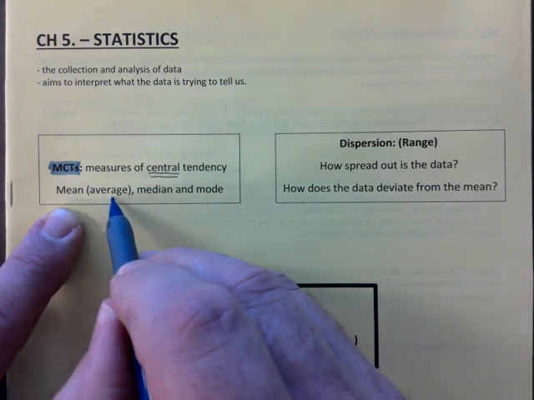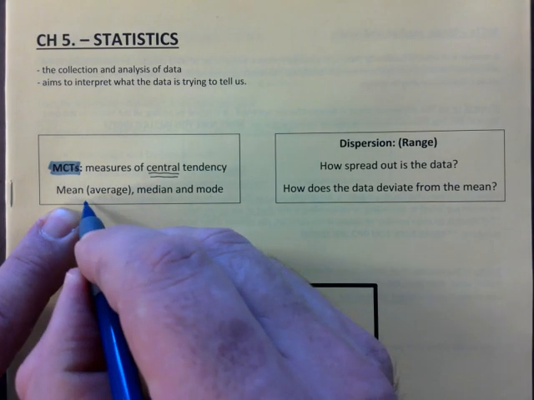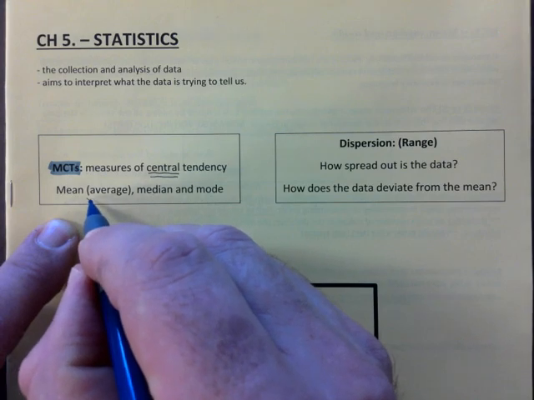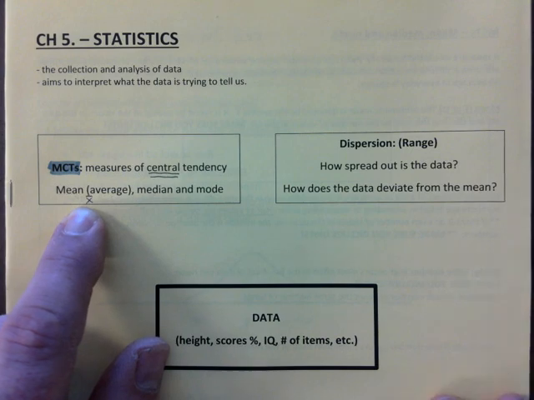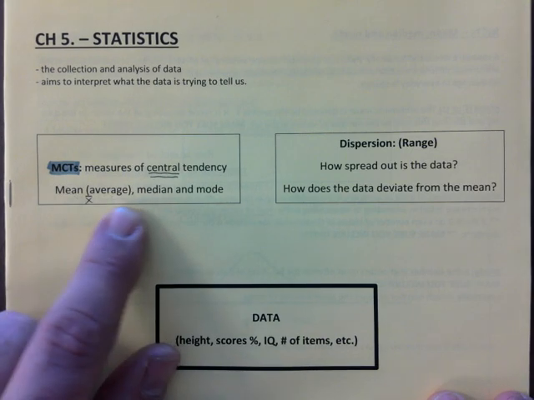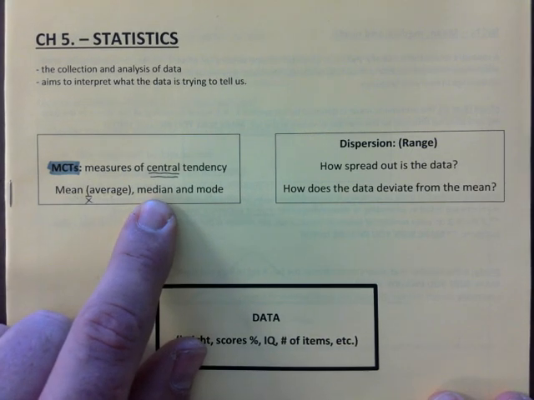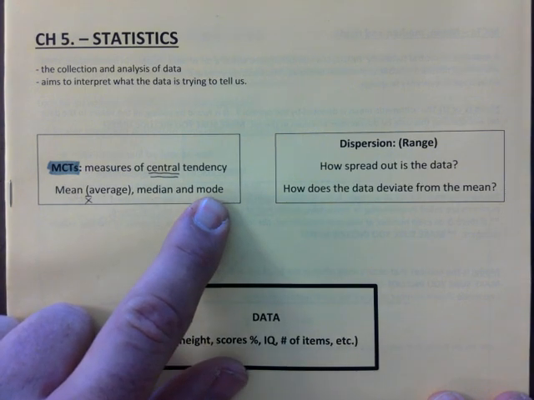Mean is also known as the average. I need you to have that symbol there. The symbol X with a bar on top is also used to refer to the average. Median is the middle number, and mode is the most popular one. We're going to talk about that a bit more later.